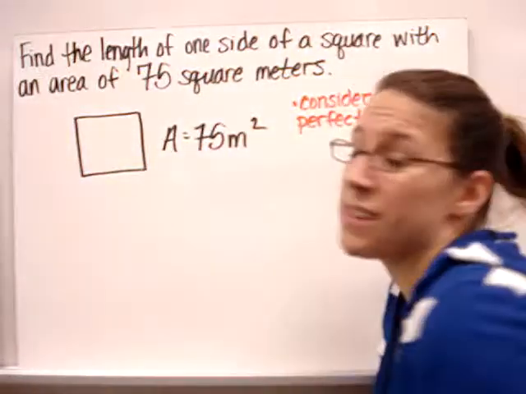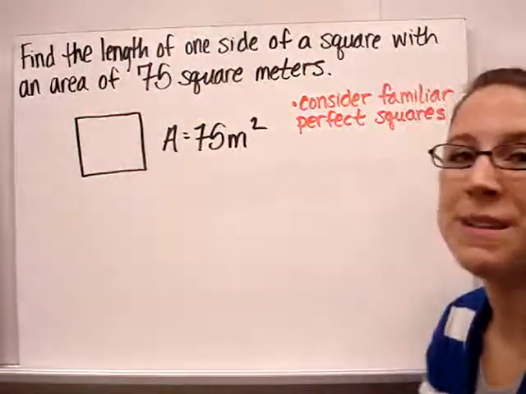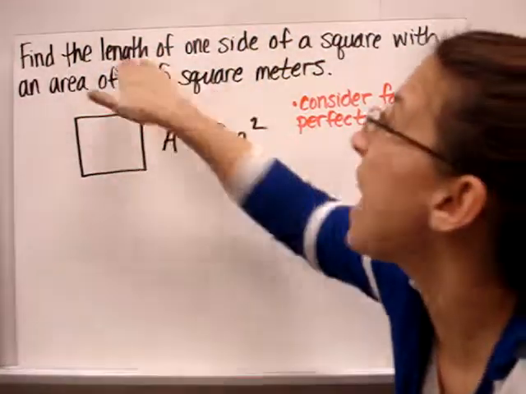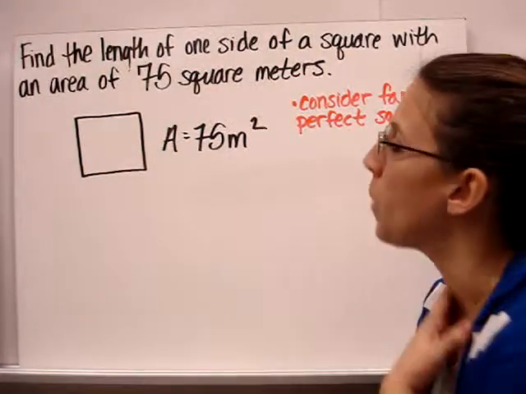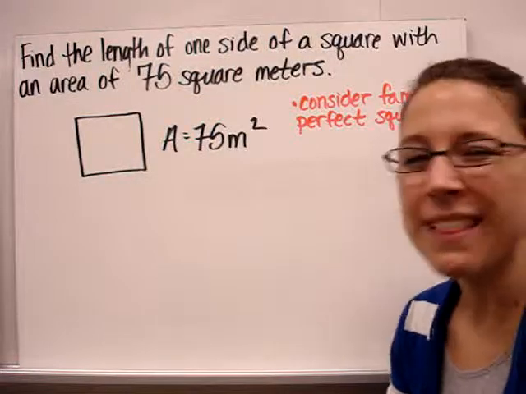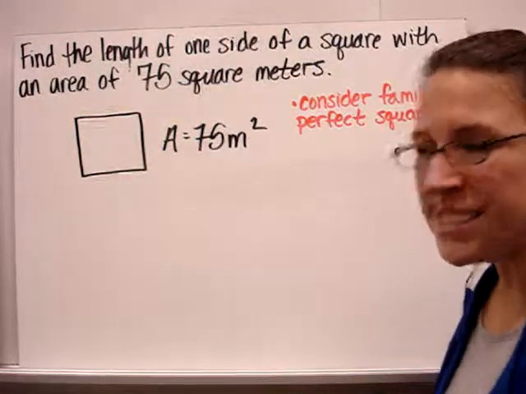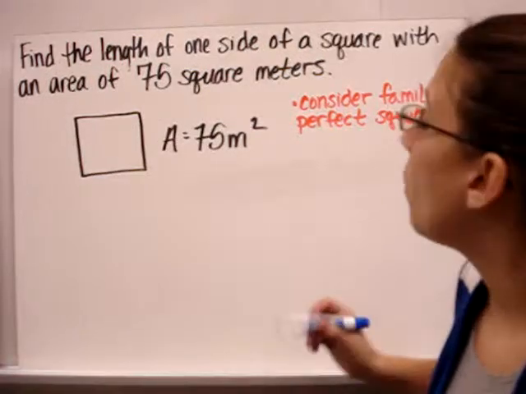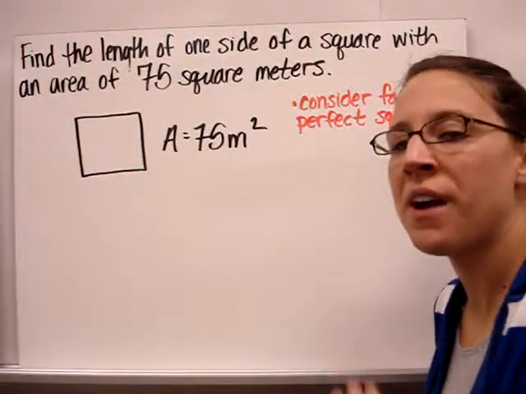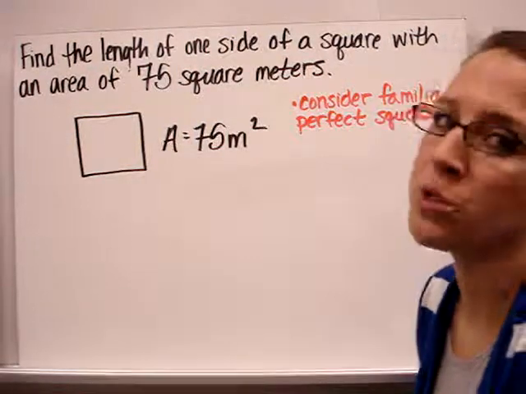This is one of those scenarios where your answer won't be able to be negative because it says find the length of one side of a square with the area of 75 square meters. The length. Lengths are distances. Distances cannot be negative. We know this. So we will not be considering a negative part of our answer here, a negative square root, so to speak.